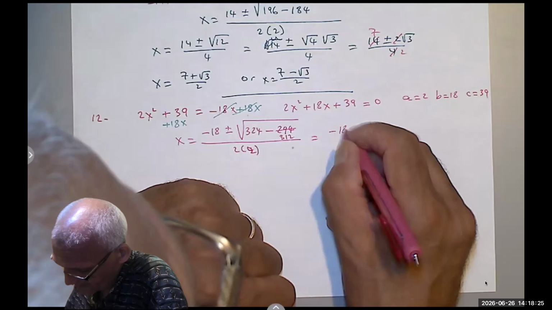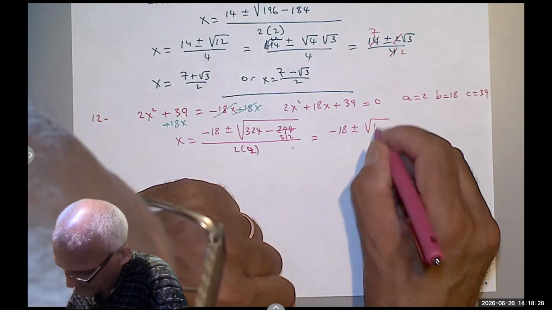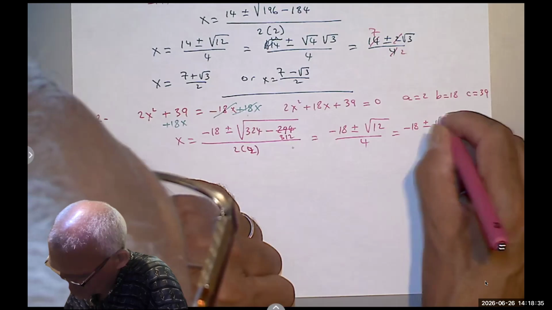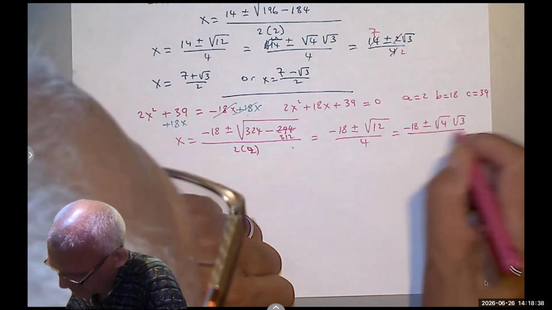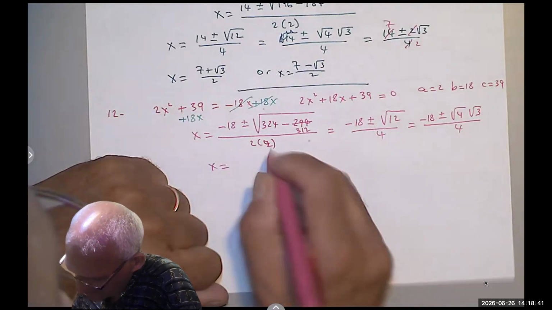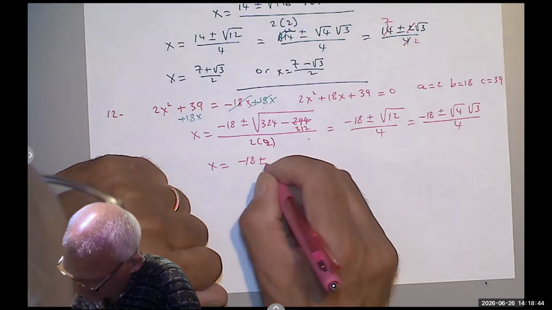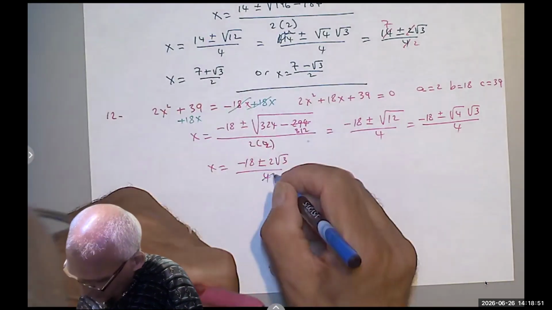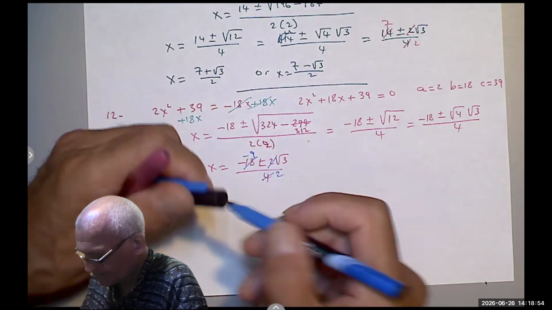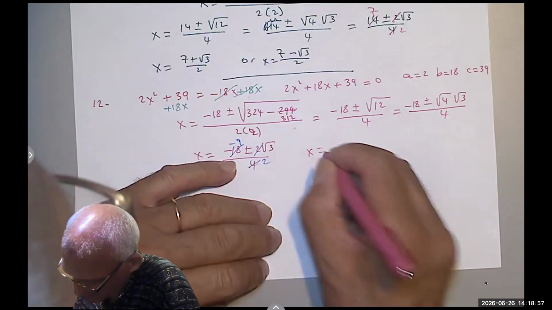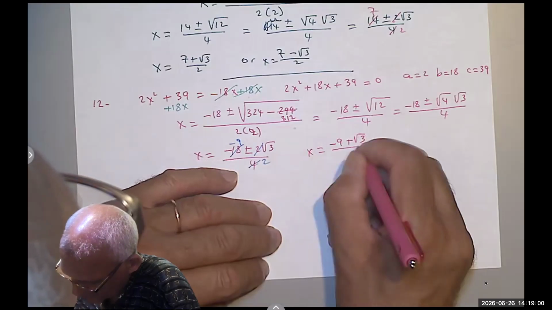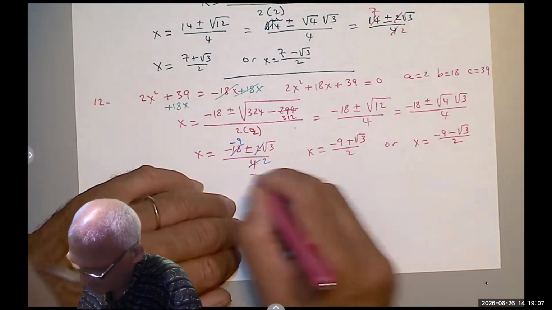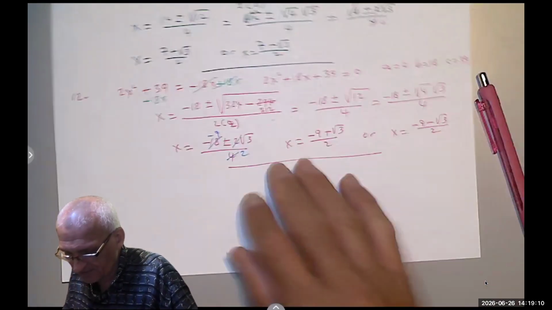Whew, old age. Plus or minus the square root of 12 over 4 equals negative 18 plus or minus the square root of 4 times the square root of 3, again, like we did before. So x equals negative 18 plus or minus 2 square root of 3 over 4. I'm going to do like last time, simplify by 2. So I get x equals negative 9 plus square root of 3 over 2, or x equals negative 9 minus square root of 3 over 2. Hopefully I did the math correctly. I confuse myself now.